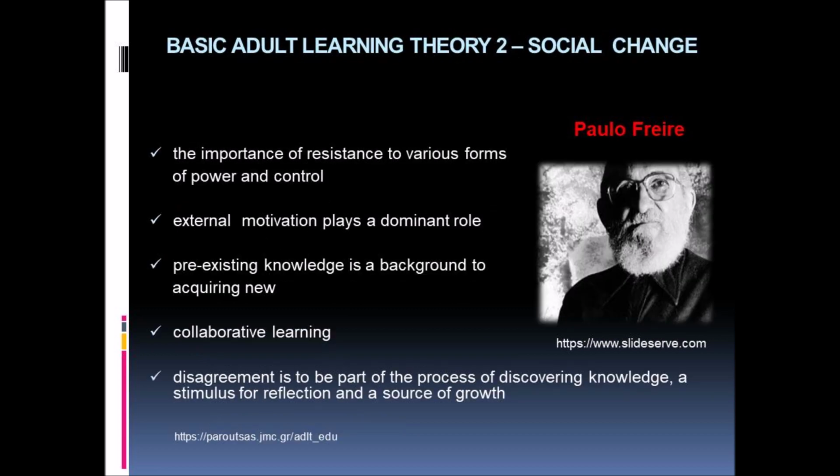The second basic adult learning theory is Freire's social change. In this theory, resistance to various forms of power and control are very important. Motivation is also essential, but not internal motivation, but rather external motivation. Two similarities are that pre-existing knowledge is also a background to the acquisition of new, as well as collaborative learning. But disagreement is also an essential part in the process of discovering new knowledge, as it can act as a stimulus for further growth and development.